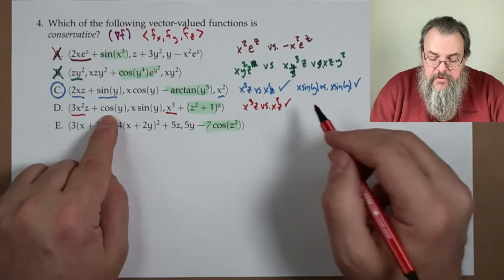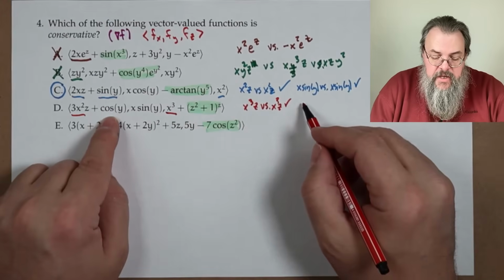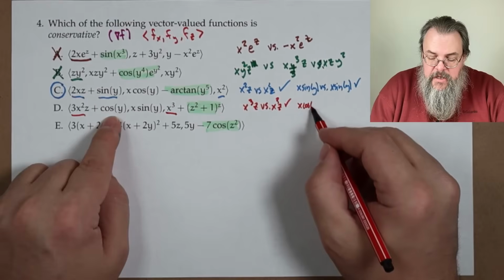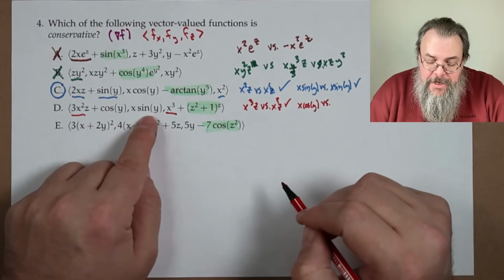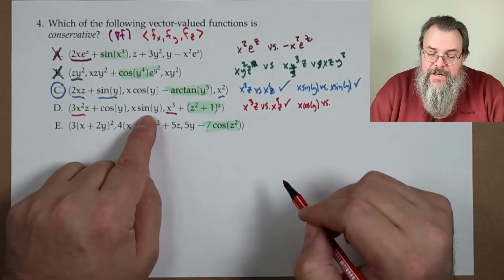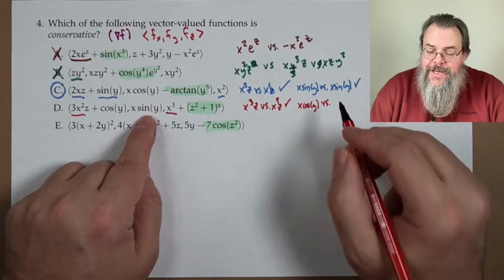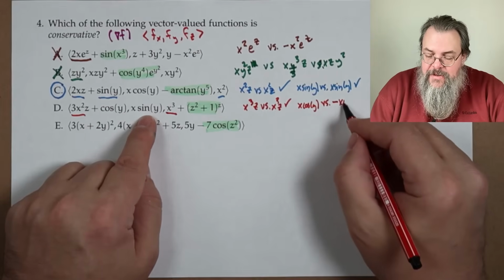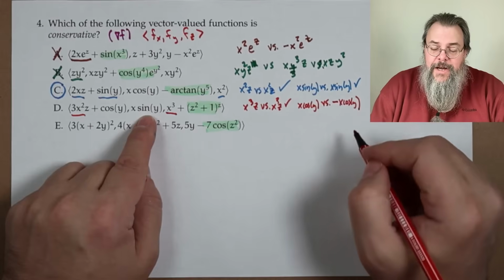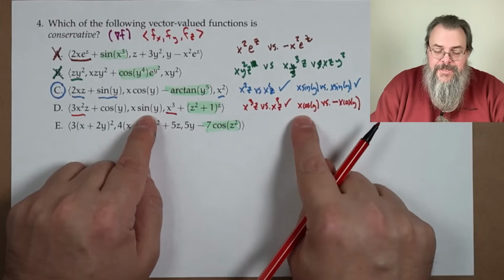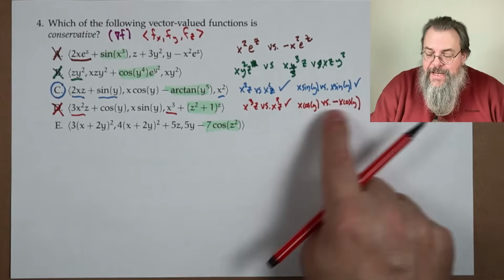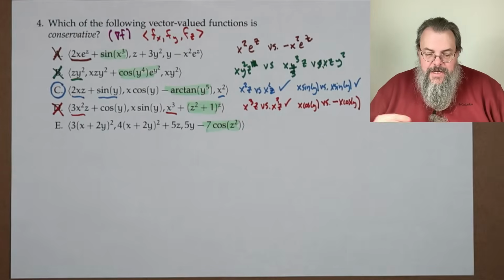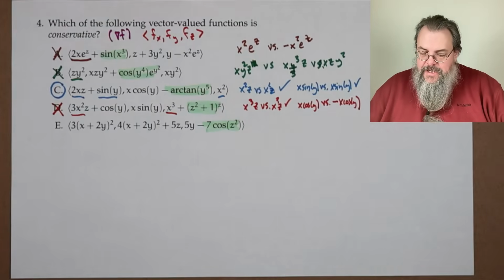What about here? Cosine y. Integrate with respect to x. That's going to be x cosine y. Now here, look in the y. X sine y, oh, that looks promising. Integrate that with respect to y. What do you get? Negative x cosine y. Doesn't match. So it's not going to work. Right? It has to be exactly the same. So they're not compatible.